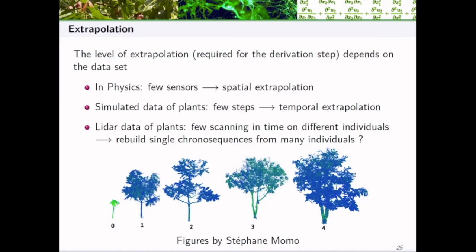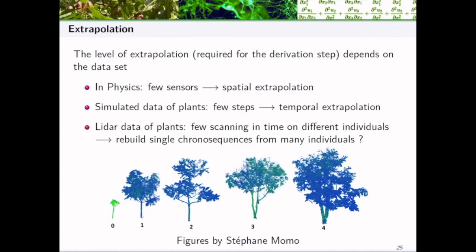Thinking about LiDAR, look at those images that show a cocoa tree at different ages. Is it possible to reconstruct a plant chronosequence from the scanning of different plants at different ages? And not to mention likely tricks on extrapolation and those kinds of chronosequences.